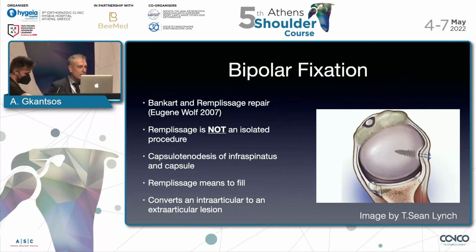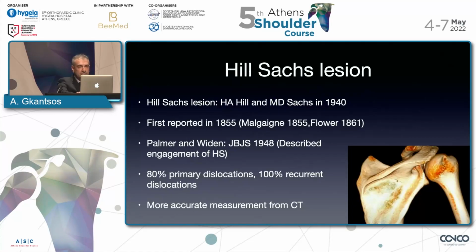So, we're talking about the bipolar fixation, which is the Bankart and the remplissage repair together, because remplissage, I think, is never an isolated procedure. It's a capsulotenodesis of infraspinatus and capsule together, and in French it means to fill the gap from the Hill-Sachs lesion after dislocation. The mechanism is that it converts an intra-articular to an extra-articular lesion.